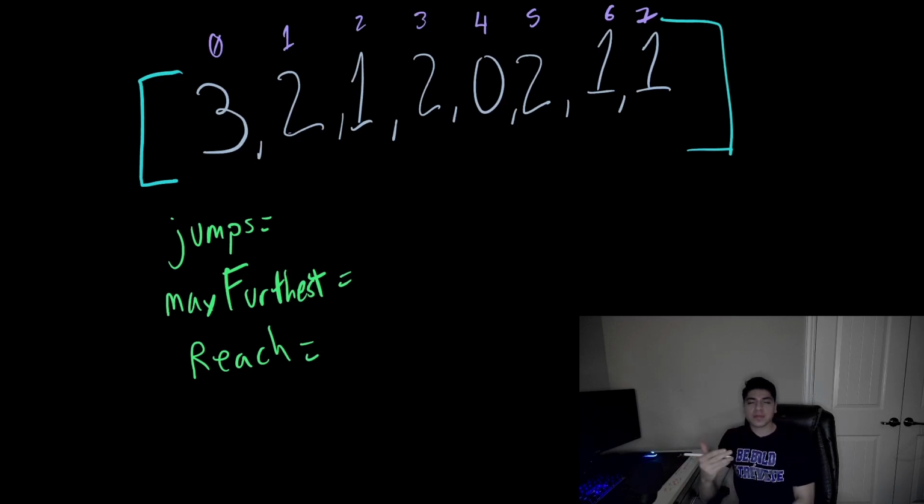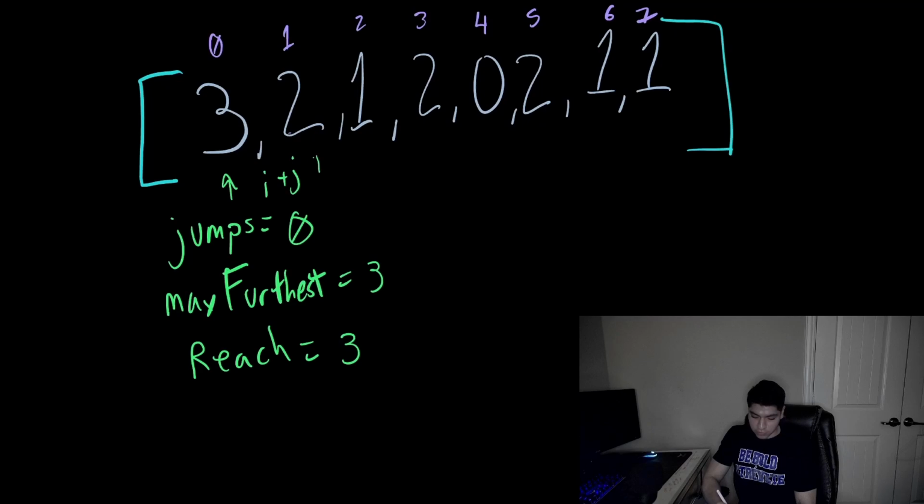The way we want to go about this problem is to create a for loop where we're going through each one of our numbers, and we're just updating the maximum reach we can get based off of each number. We know that each number represents i plus j, aka the index plus the value of the jump itself. So for this first one, it would be 3 plus 0. Jumps is 0 because we're starting off on the first index. My max furthest is going to be 3, and my current reach is going to be 3.